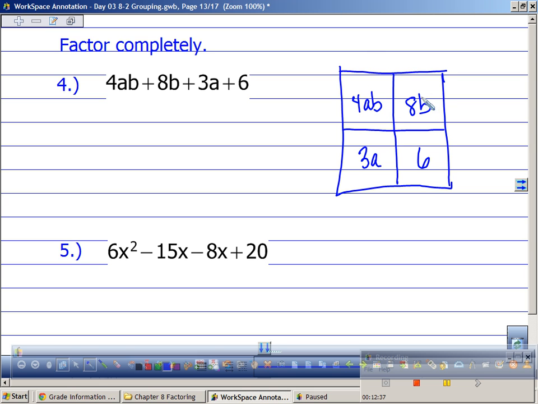What's the common factor of 4AB and 8B, Randy? 4. 4, what else? What do they both have in common? B. B. What would I multiply 4B by to get 4AB? 4A. And 4B times what makes 8B? 2. 3A and 6, what do they have in common? 3. 3 times A is 3A, 3 times 2 is 6, so we're correct? Yeah. So the factors of this should be 4B plus 3 times A plus 2.